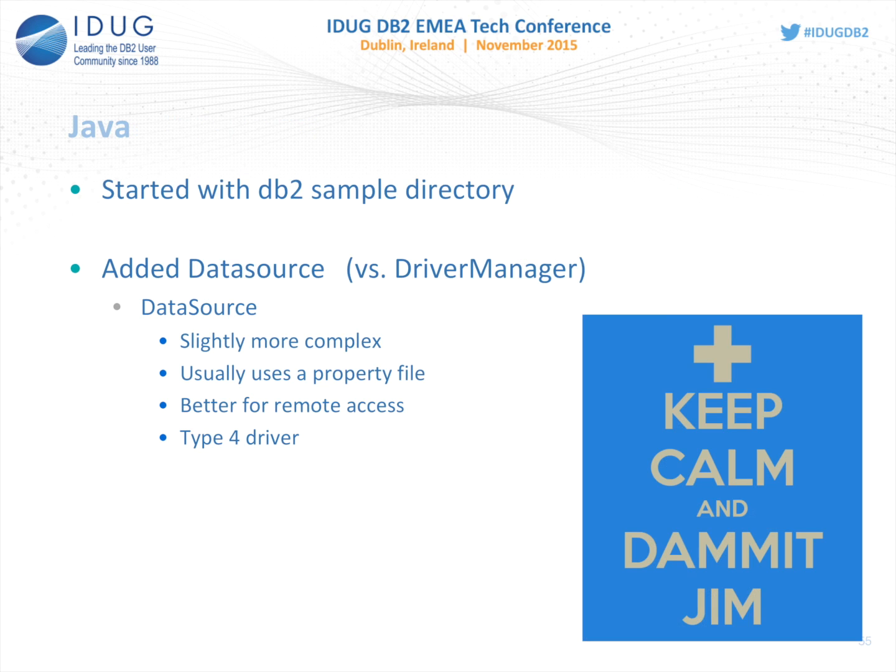So I took the code right out of the sample directory in DB2 that gets installed with the product, and you'll see I didn't change some of the function names in here, so it should look somewhat familiar if you fooled around with the sample code. Most of those samples use a driver manager, which is a JDBC type 2 driver. I changed it to a data source, which is better for reading from a property file.